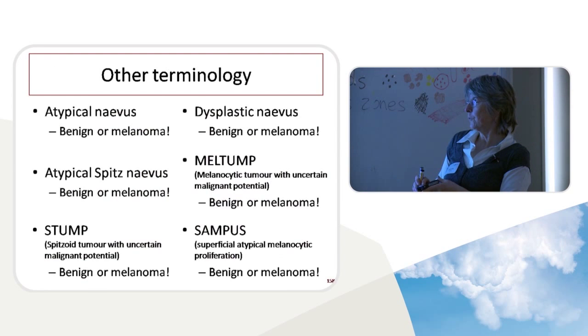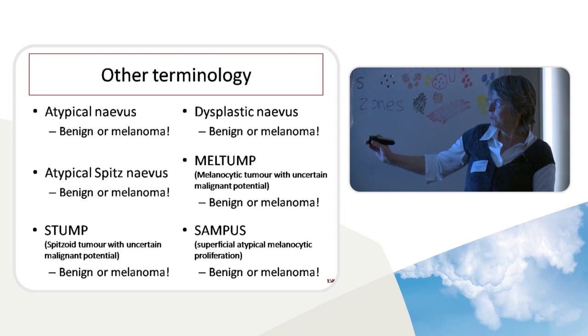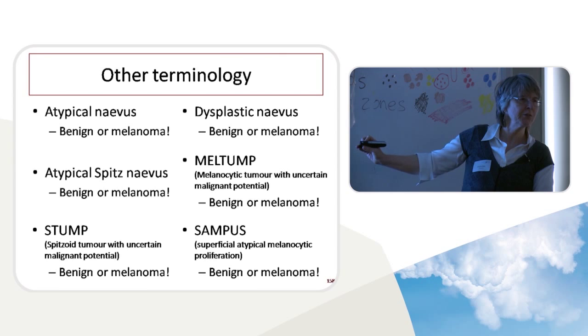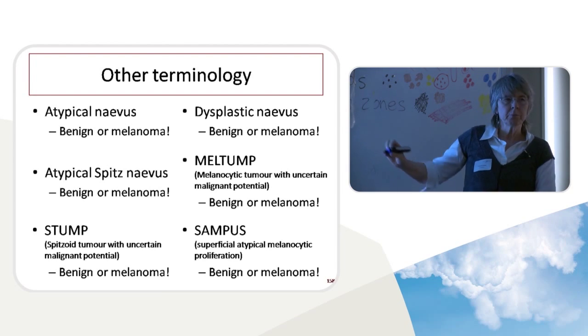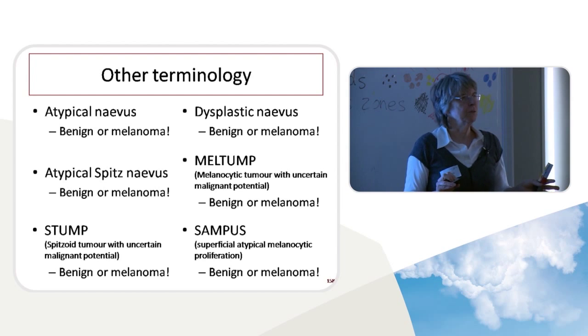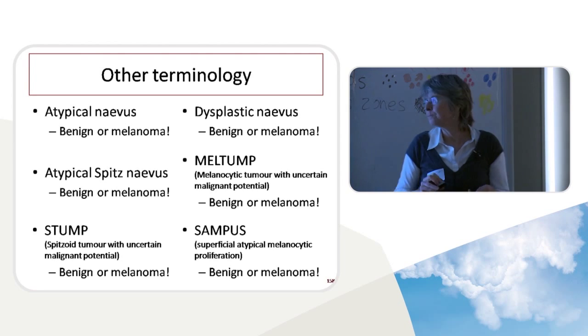Okay, so Bruce is telling me I've got to wrap up for lunch. We come back to this atypical thing. Atypical nevus. Well, there isn't such a thing. It's either benign or it's a melanoma. Atypical Spitz nevus, either benign or melanoma. The stump I've already dealt with. Meltump, melanocytic tumour with uncertain malignant potential. Sampas, superficial atypical melanocytic proliferation. Basically, it's either benign or it's malignant, or we don't know.